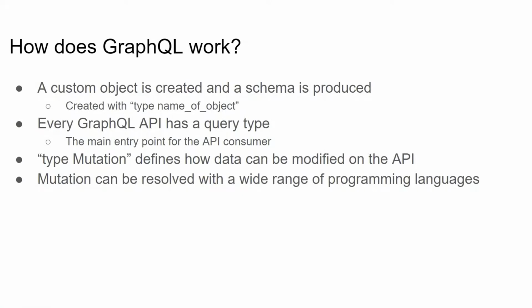Now, from the query side, we can query for a specific student's name or ID. You may also want to mutate the data, in which case you could simply type mutation and define exactly how the data can be modified on the API. Then we can resolve this code in any programming language.